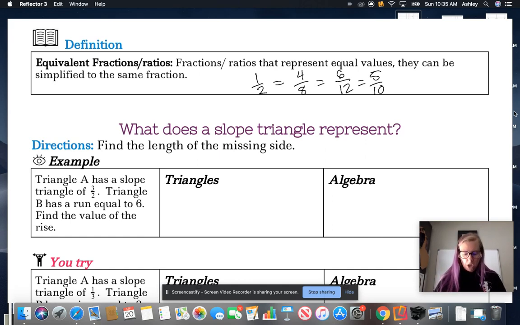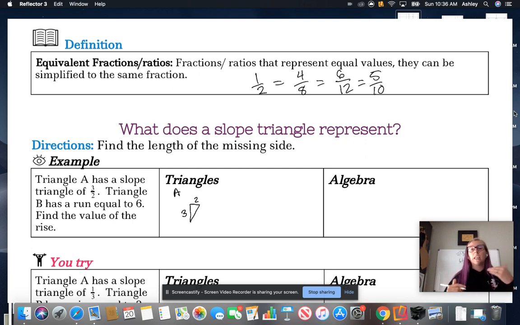All right, if we are drawing our slope triangle here, they tell us that triangle A is going to have a slope of 3/2. So my rise is 3 and my run is 2. So I'm going to rise 3 and I'm going to run 2. Okay, and that is my slope triangle.